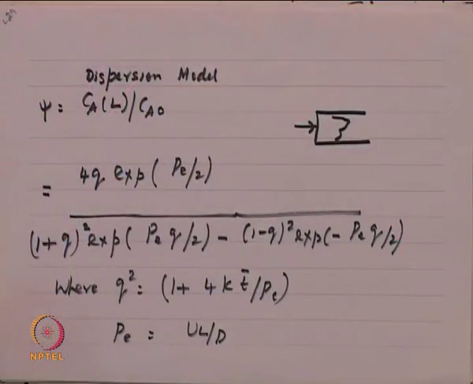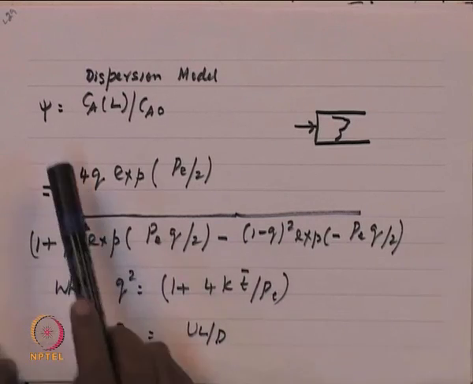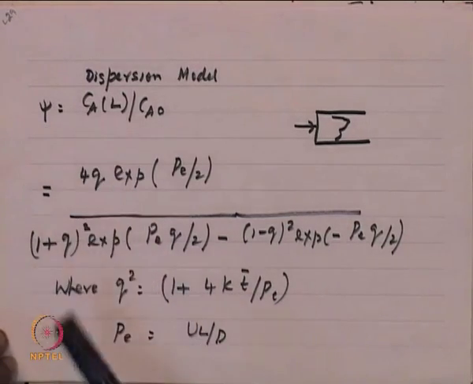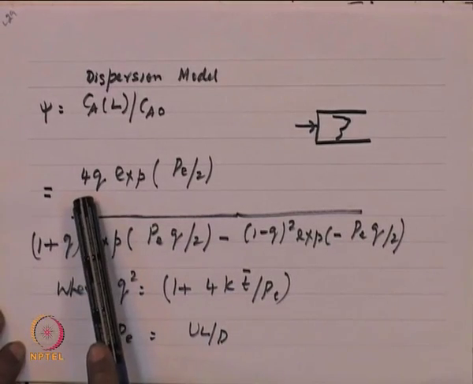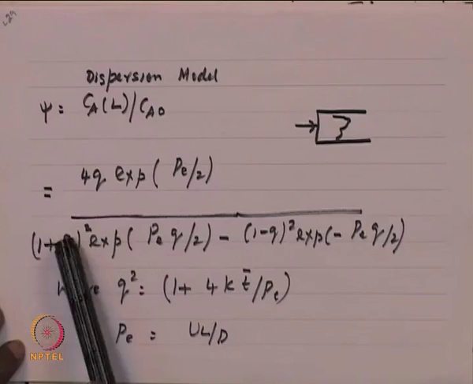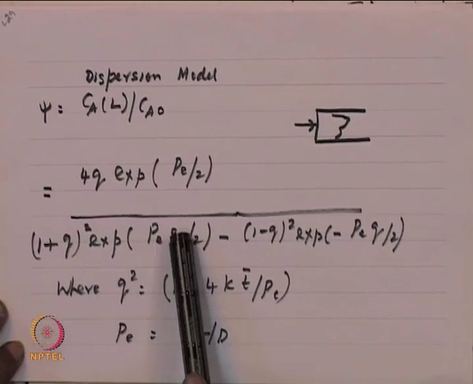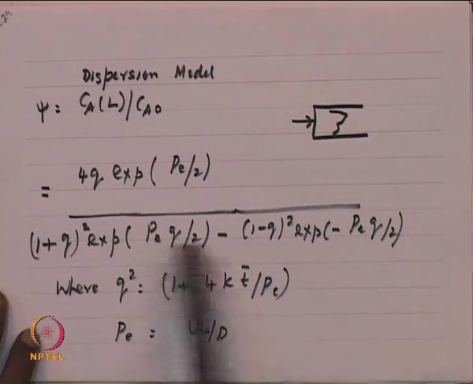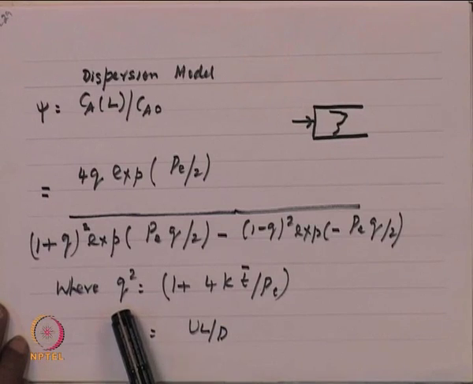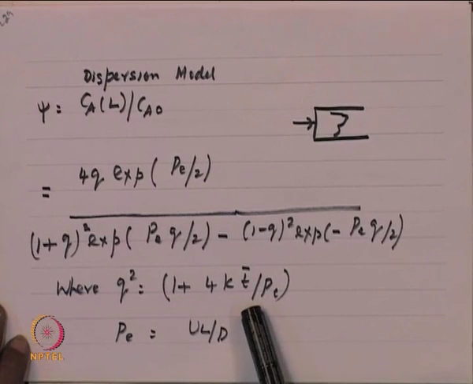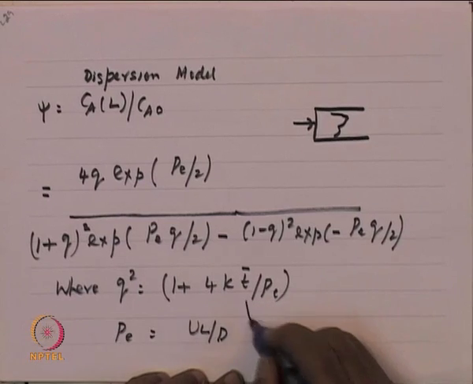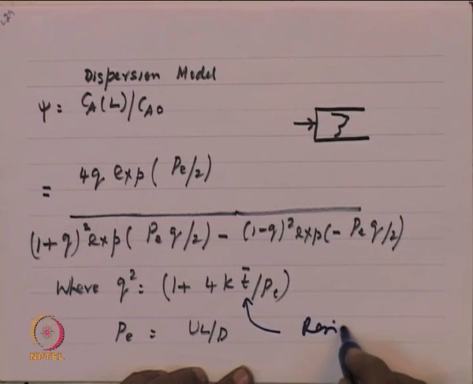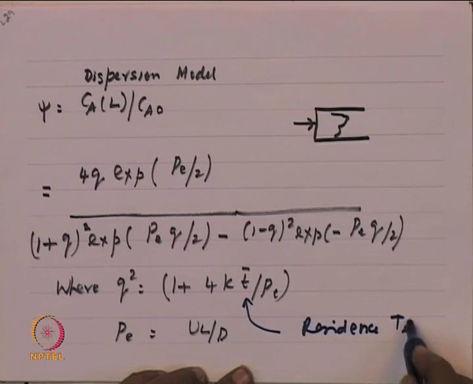Please recall what we have been saying so far: if you have a dispersion model, then psi, CA at L divided by CA0, which we already derived, is equal to 4 Q exponential of P by 2, divided by (1 plus Q) whole squared exponential of PQ by 2, minus (1 minus Q) whole squared exponential of minus PQ by 2. We have derived this, where Q squared is given by 1 plus 4 K tau bar divided by PE, where tau bar is the residence time. We have said all this, it is not new to us, where PE is the Peclet number.